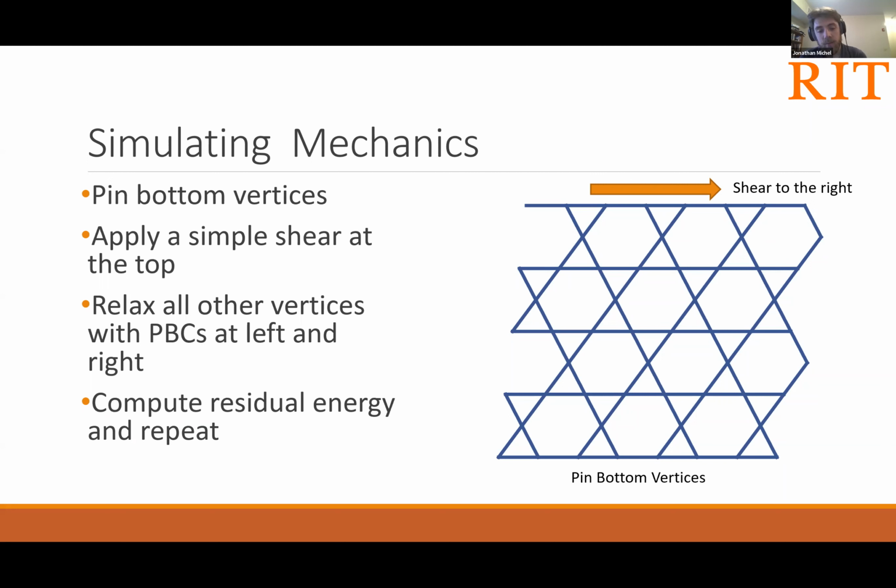And we relax into the mechanical ground state of the network and compute the residual strain energy. And so then by tabulating the strain energy at a few different strains, we can numerically differentiate that energy with respect to the amplitude of the applied shear strain to pull out a differential shear modulus, which will then afford comparison between our model and the experimental data.